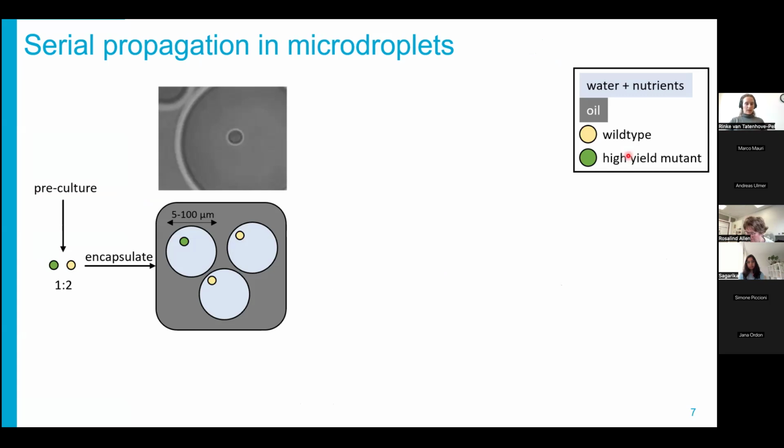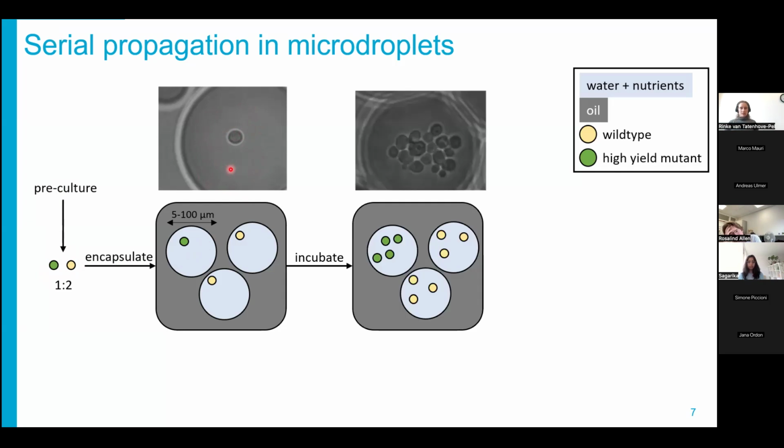So we have our cells. Now my Zoom window is in front of my slide. So I can minimize it, I think, or not. Yes, this is better. Okay, so we have our pre-culture. We have our cells. We encapsulate them inside these droplets. And here you can see a microscope picture of what that looks like for Saccharomyces cerevisiae. So we have a Saccharomyces cerevisiae cell inside this water droplet.